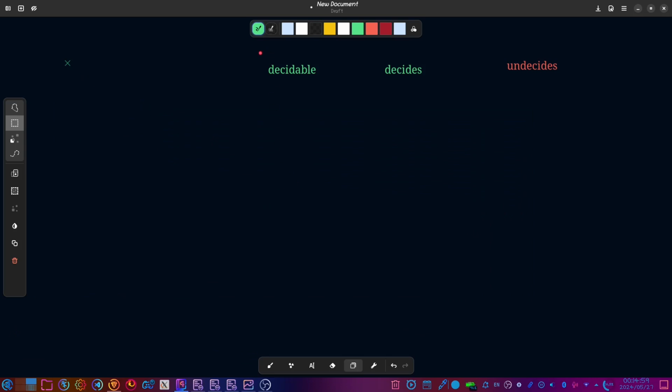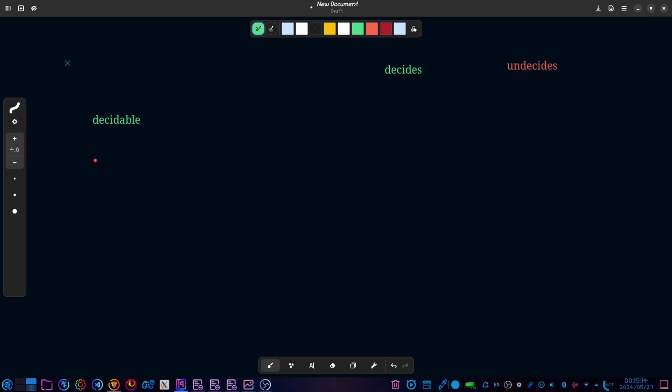Take that one off the list. Decidable is a very similar thing, or like people are having a very similar issue there. The difference is decidable isn't necessarily a set property so much as it is a language property, right? What do I mean by that?